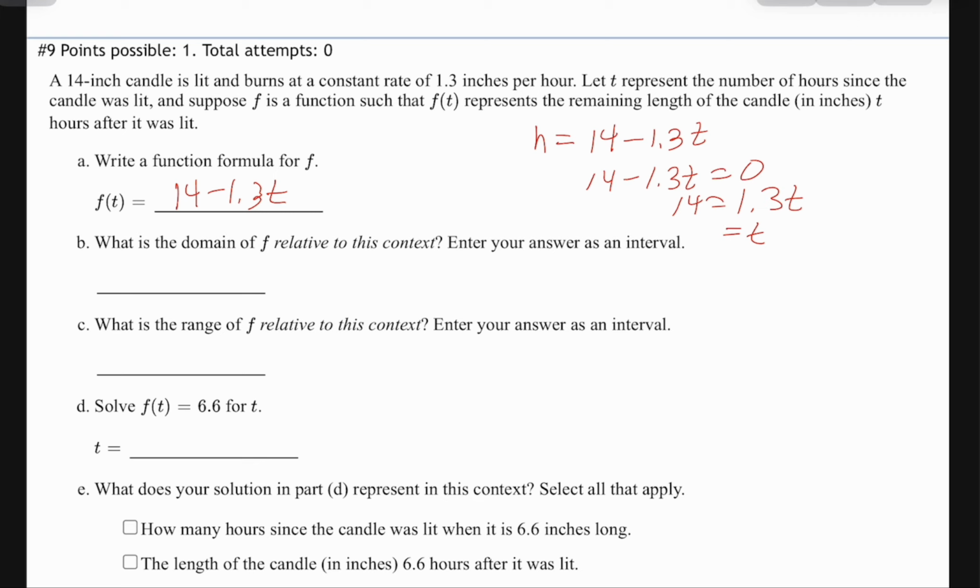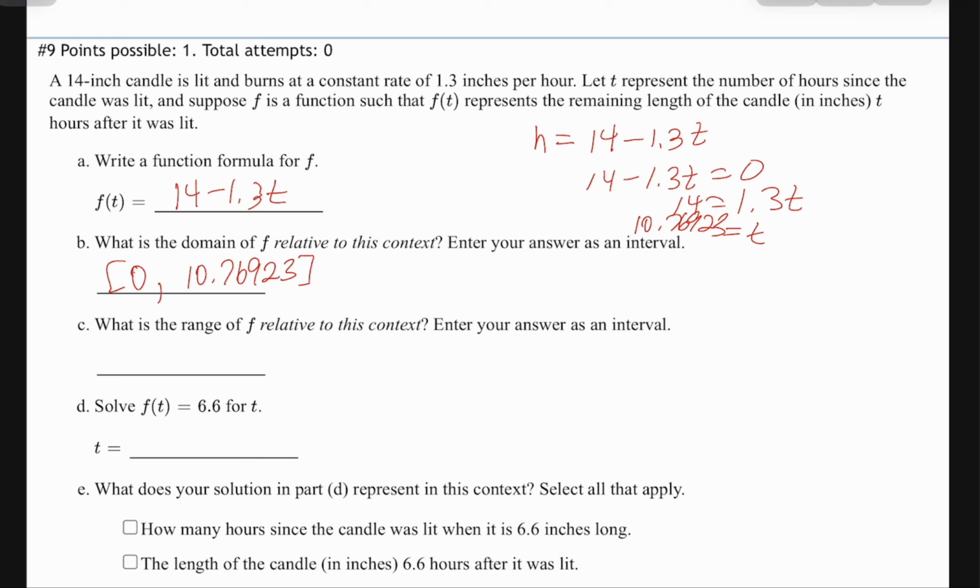So 14 divided by 1.3 is, I don't know, 10.76923. So in this particular context, my domain value, time, is 10.76923. And you could even probably put in 14 divided by 1.3 for this section of your domain. Now you want those in boxes because at the 10.76923 time, we do hit a height of 0. It is a legitimate answer.